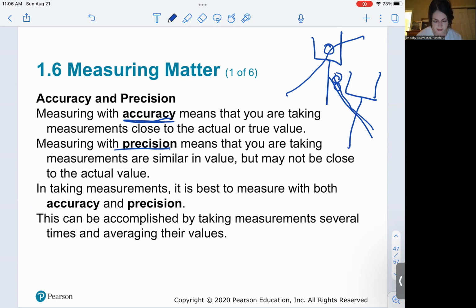So it's best to measure with both accuracy and precision in science. If you have both, then it's true. So that's reliable, and that's replicatable. So, replication.